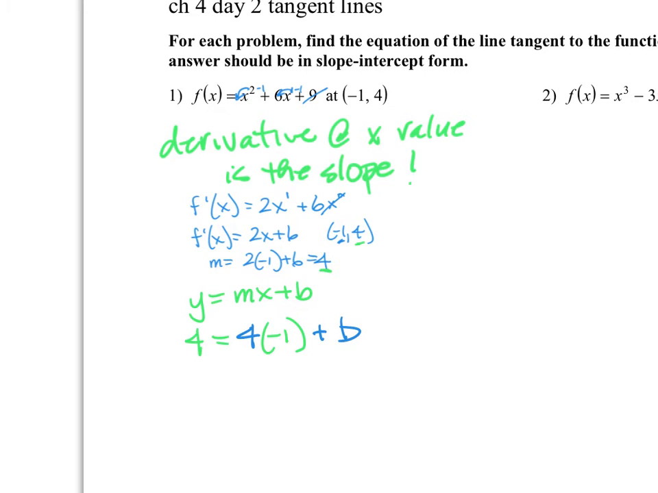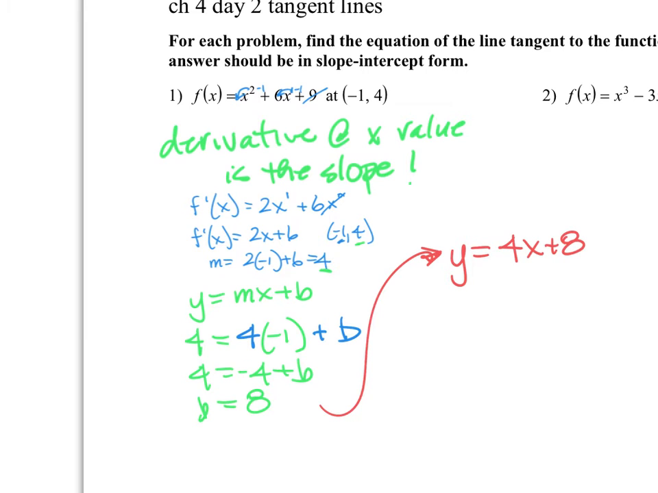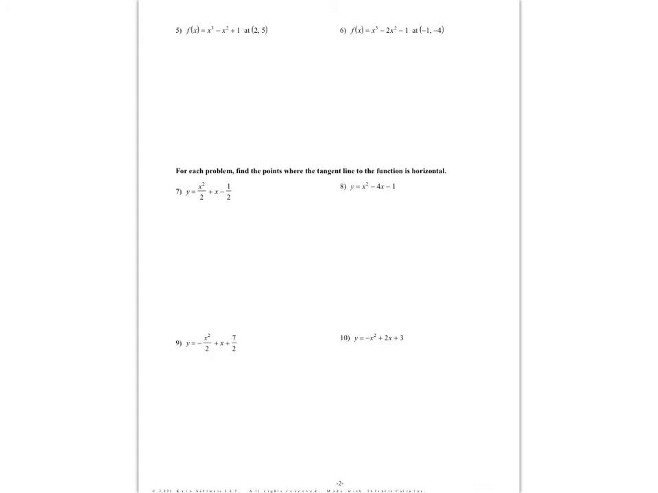So here we go. 4 equals -4 plus b. b is equal to 8. So what do we have? Our equation is y is equal to, remember our slope was 4, our b is 8, and there you go. So again, that's finding the tangent line of this function at this point. And again, slope-intercept form.